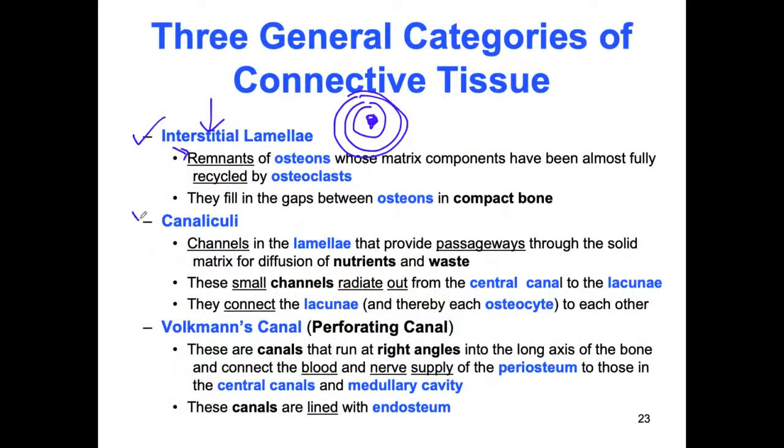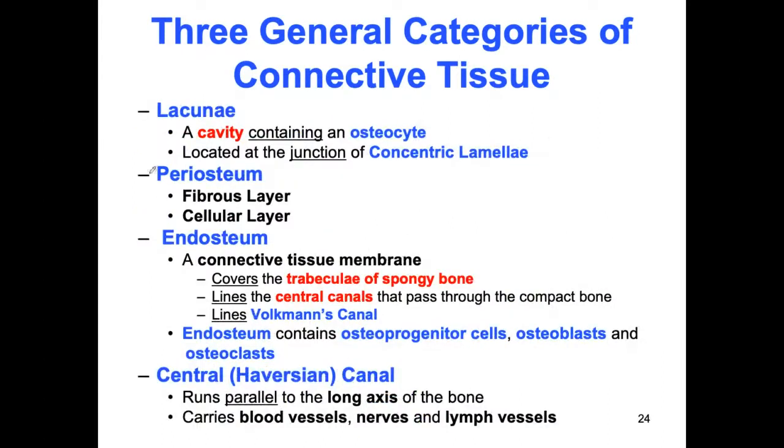Okay, canaliculi, I'll show you where they are. Lacunae, I'll show you where they are. Periosteum, we did, that's the outer layer of bone. Endosteum is the inner layer.